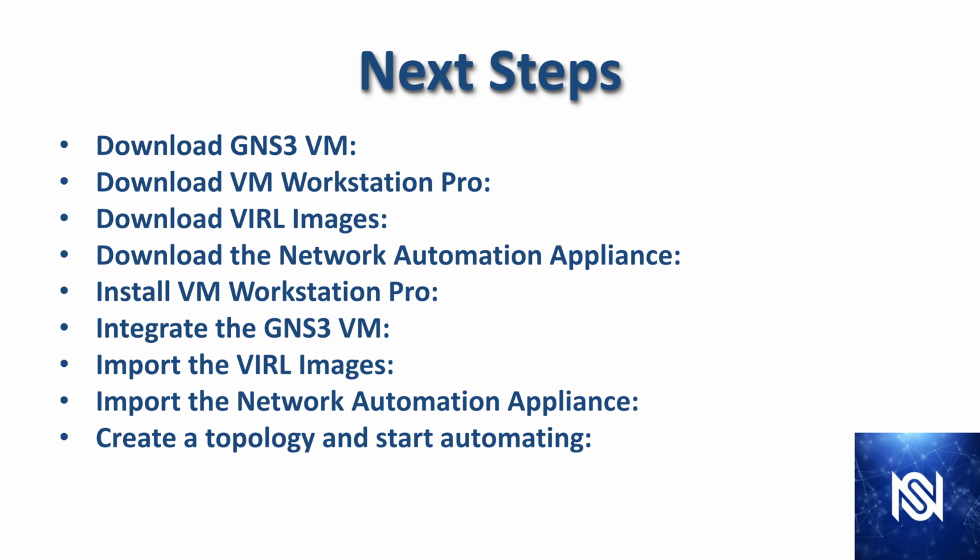Alright, the next steps that we're going to get to in this video include downloading the GNS3 VM, the VM Workstation Pro, downloading the VIRL images and the Network Automation Appliance, and then we're going to start installing first with the VM Workstation Pro. We're going to integrate the GNS3 VM, then we're going to import the VIRL images and the Network Automation Appliance, and then we're going to create a topology and start automating. All right, let's get to it.